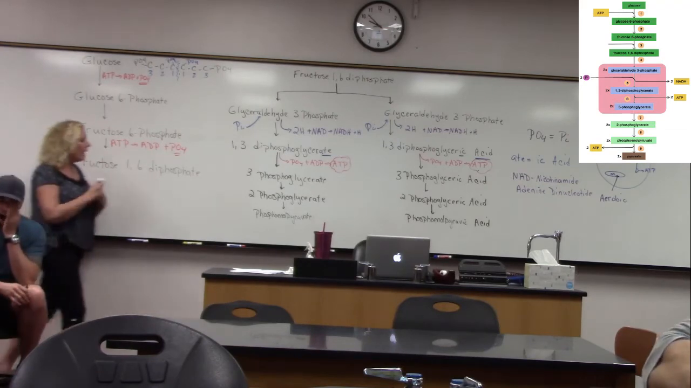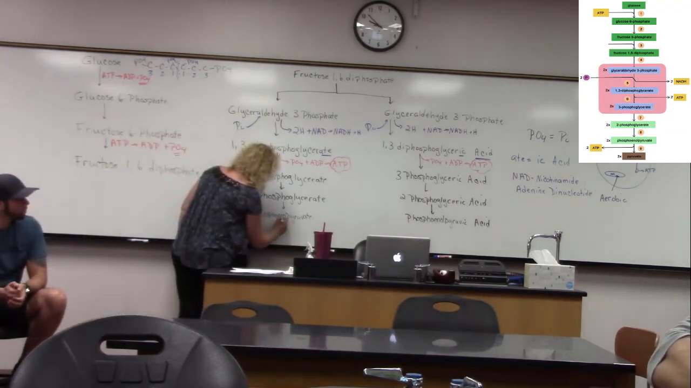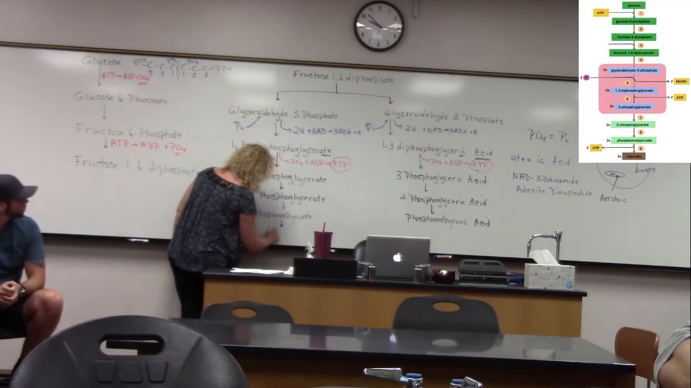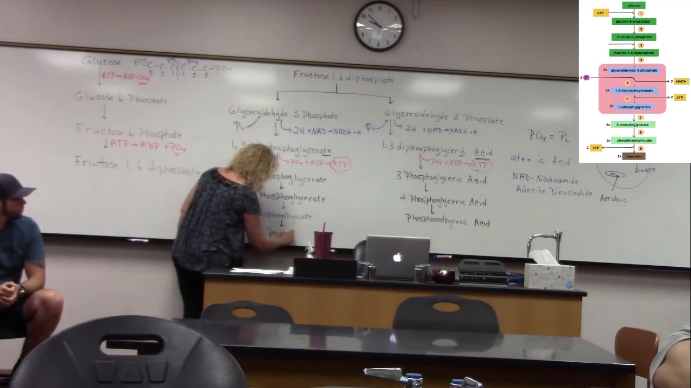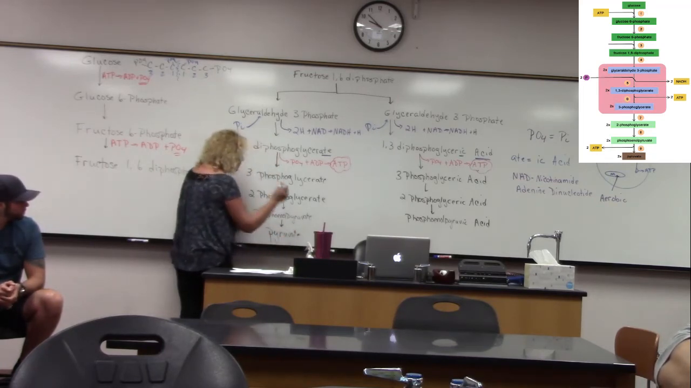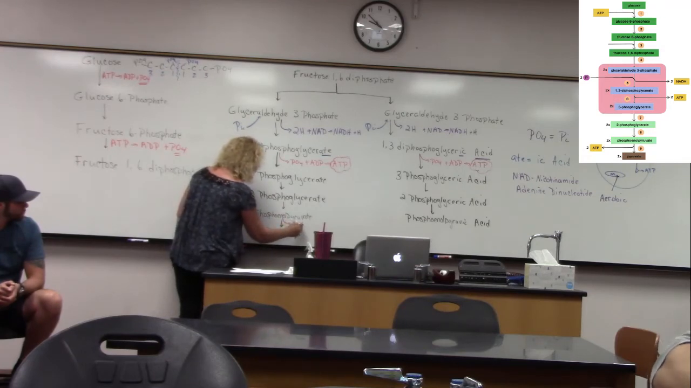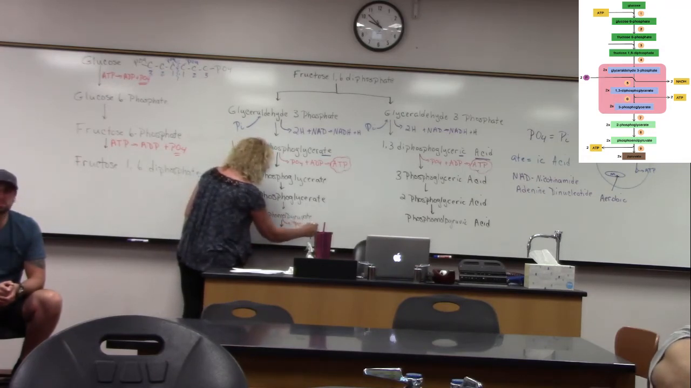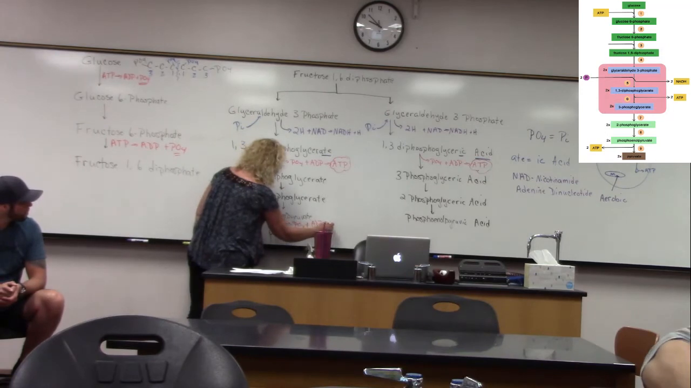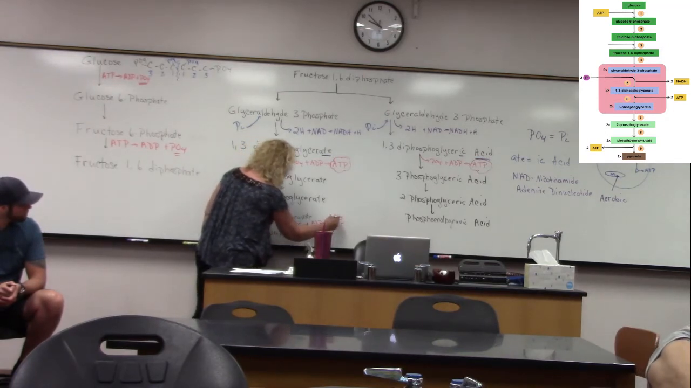In the very last step, we're going to take the phosphate completely off, and we're going to end up with pyruvate. And that phosphate that we took off, we're going to add it to another ADP, and we'll make another ATP molecule.